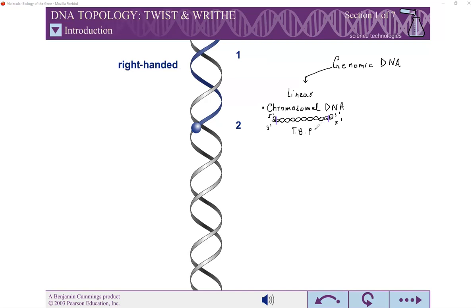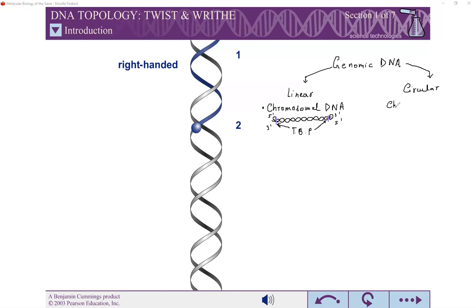These telomerase binding proteins bind specifically at the telomeric region. Now, the next point: the genomic DNA can also be circular. Instead of being a linear DNA, it can be circular.